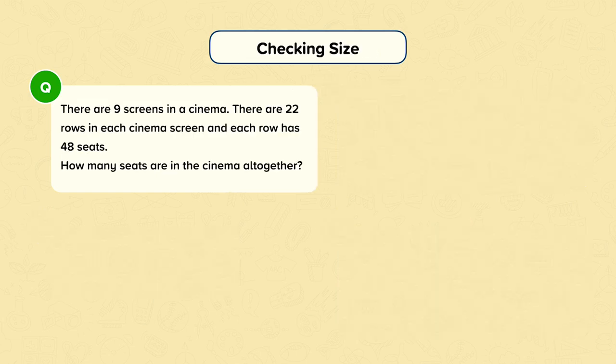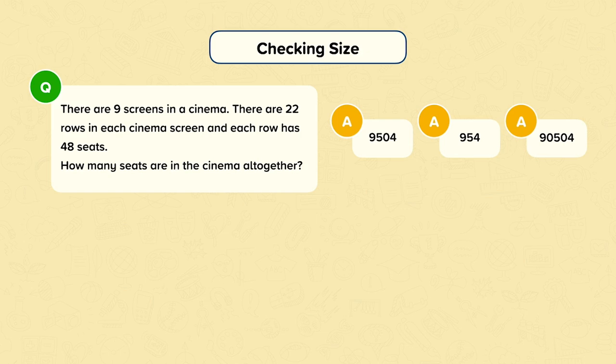Next, let's look at checking the size of your answer. This question tells us that there are 9 screens in the cinema, each with 22 rows and 48 seats in each row. We need to work out how many seats are in the cinema altogether. There are 3 possible answers available to us, and they're all of different sizes. Without doing the exact calculation, we can work out the approximate answer by estimating.